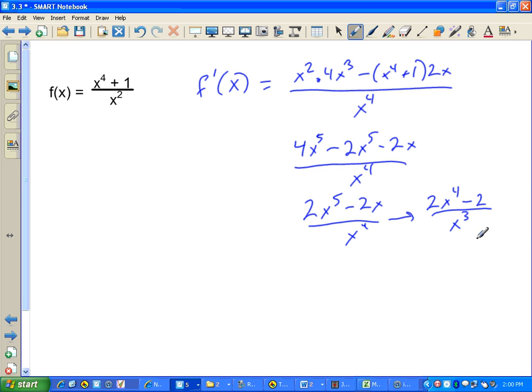I need to find all the critical points. So I need to know when it's undefined, which is when the denominator is 0, and that's only going to happen when x is 0. So one critical point is 0. I need to know when it equals 0. So I need to know when this top equals 0.